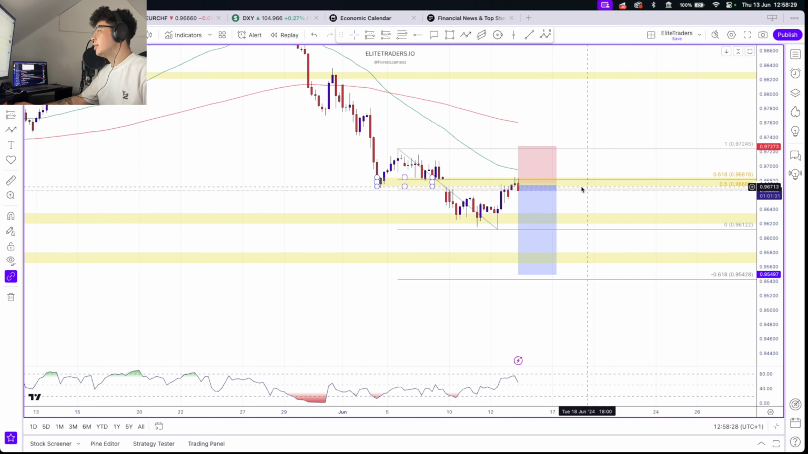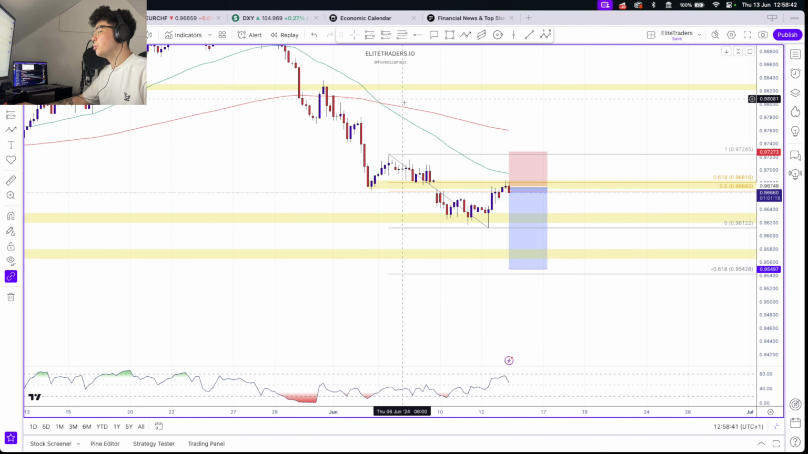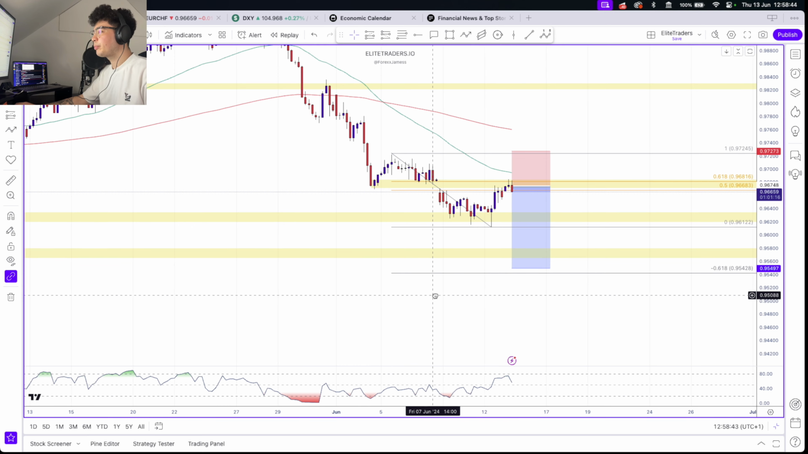So there were so many confluences in our favor here. We also had the RSI that wasn't perfect, it didn't come all the way up to an overbought level, but it was high enough to give me some confidence in this as well. We've also got the moving averages that are coming down.